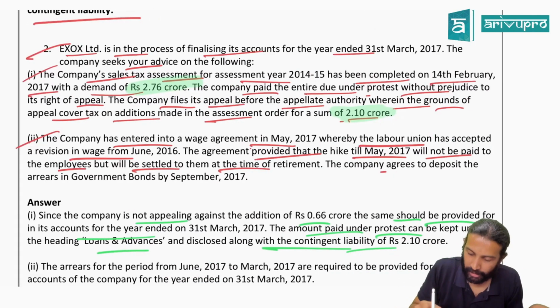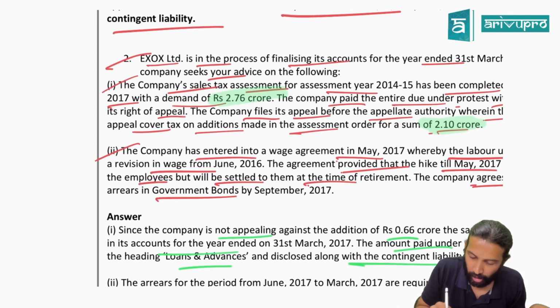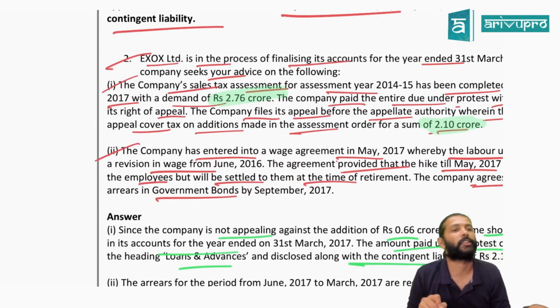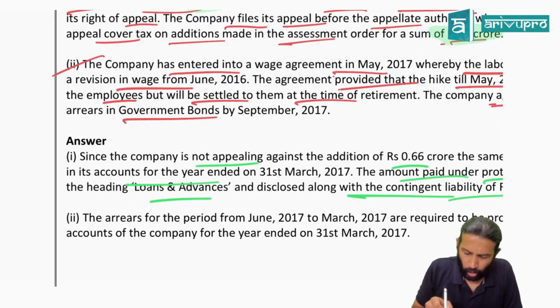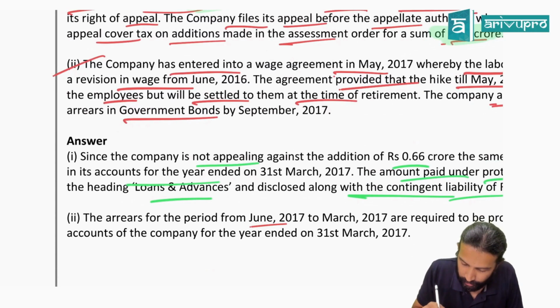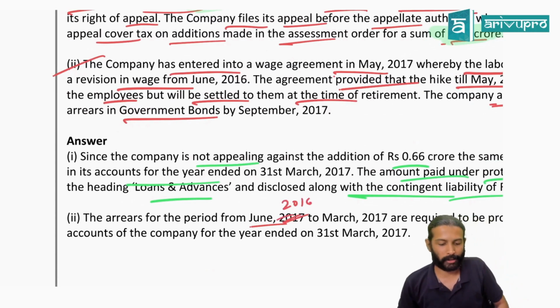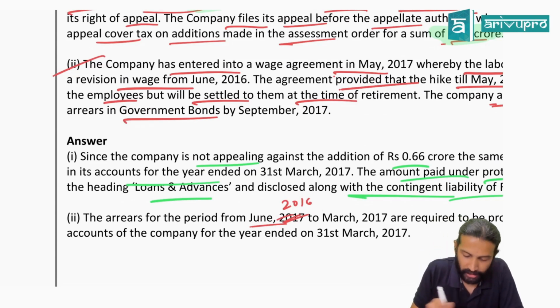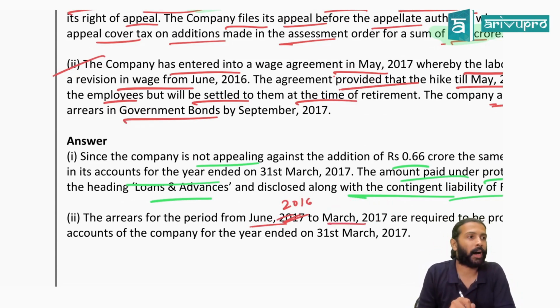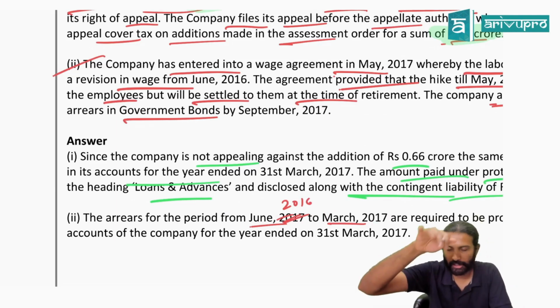The company agrees to deposit this arrears in government bonds by September 2017. What do you need to do, sir? Provision or contingent liability or what? You are paying arrears from which date to which date, sir? This is not June 2017. Make it June 2016. It's a typo from the institute material. From June 2016, what does your year end on? March 2017. Because your year ends on March 2017.